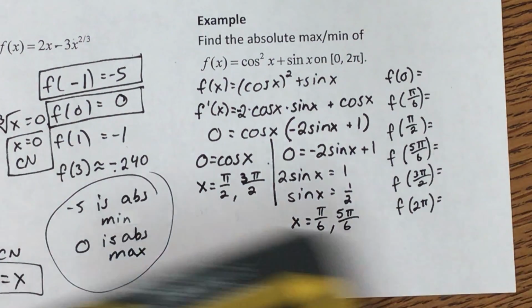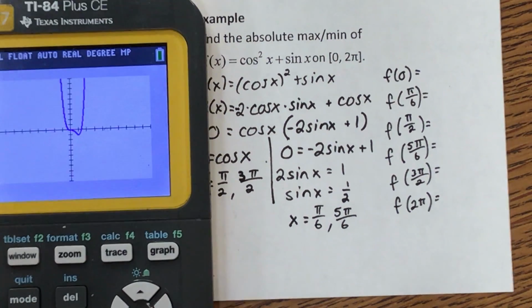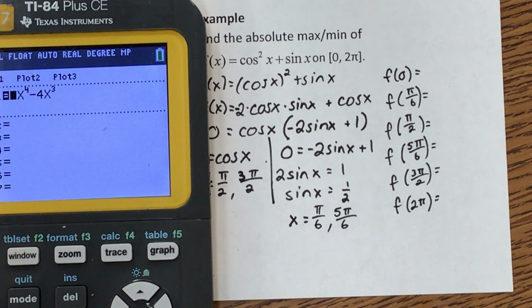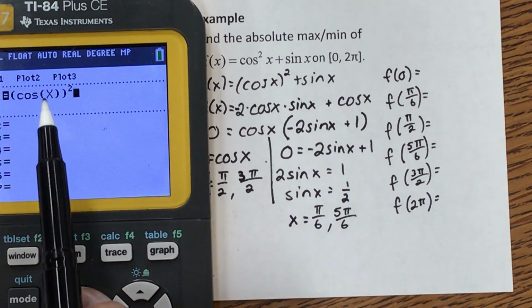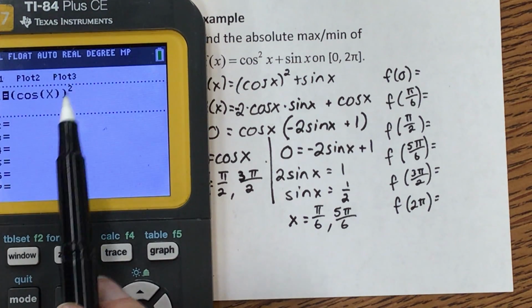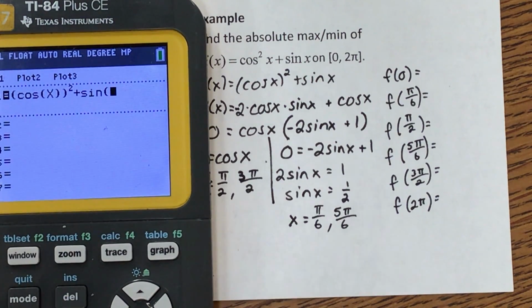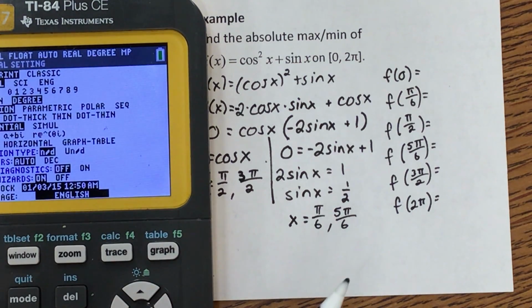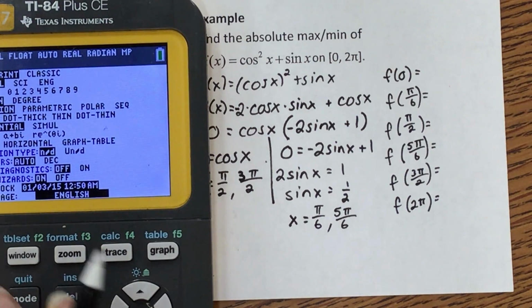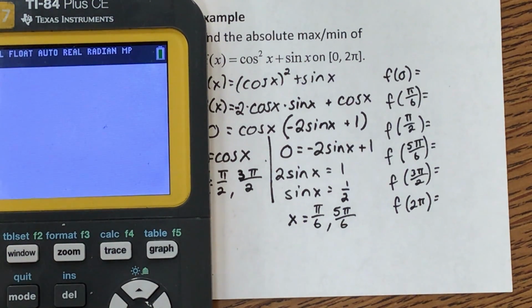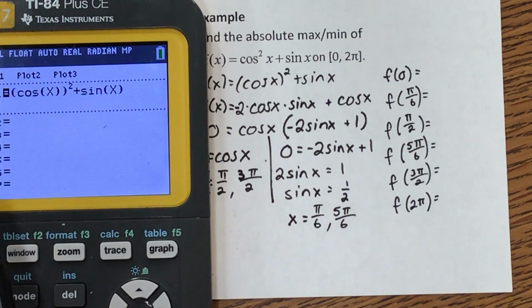You know what? Let's just do that together. Go to y equals. We've got cosine of x, parentheses, squared, because you got to make sure that it's not the x that's squared, it's the whole cosine that's squared, plus sine of x. Notice I'm in degrees mode from a different video, so I'm going to go to mode, down to radians, select, and quit out of that. All right, so here's my function.